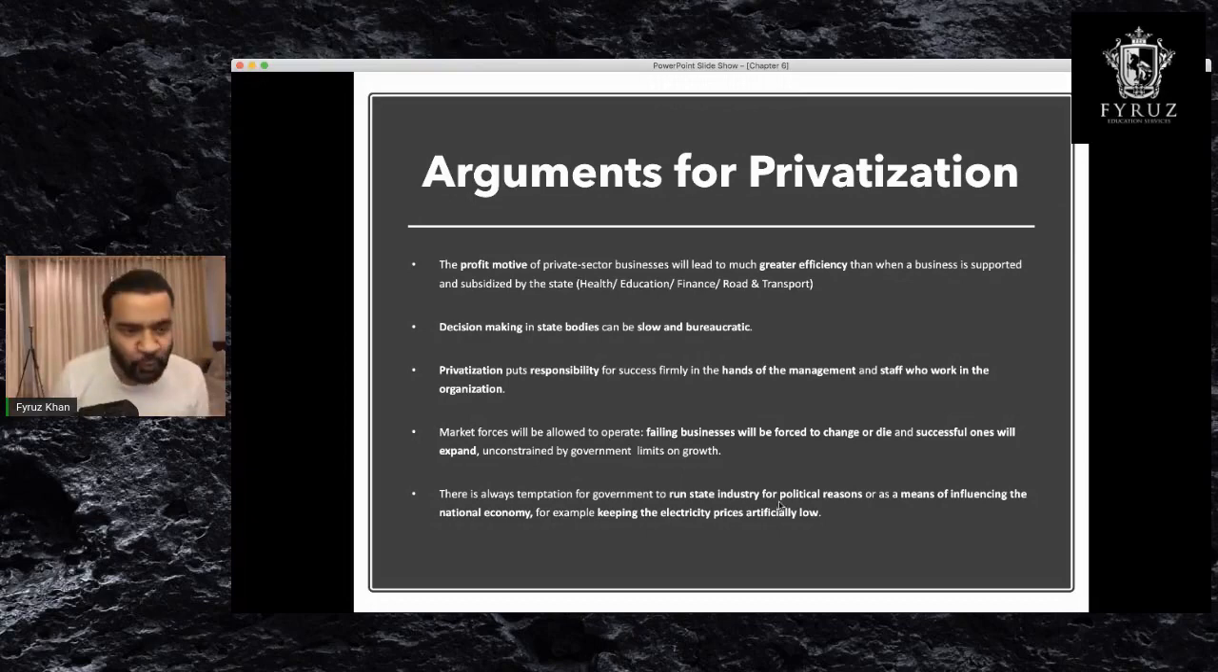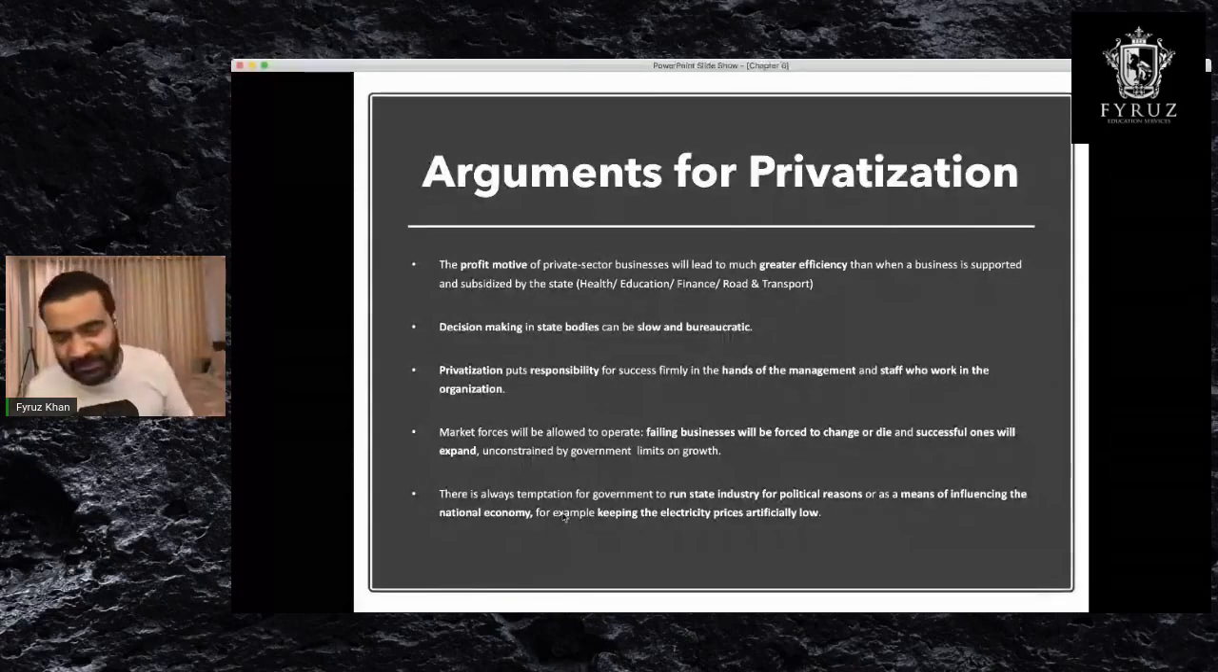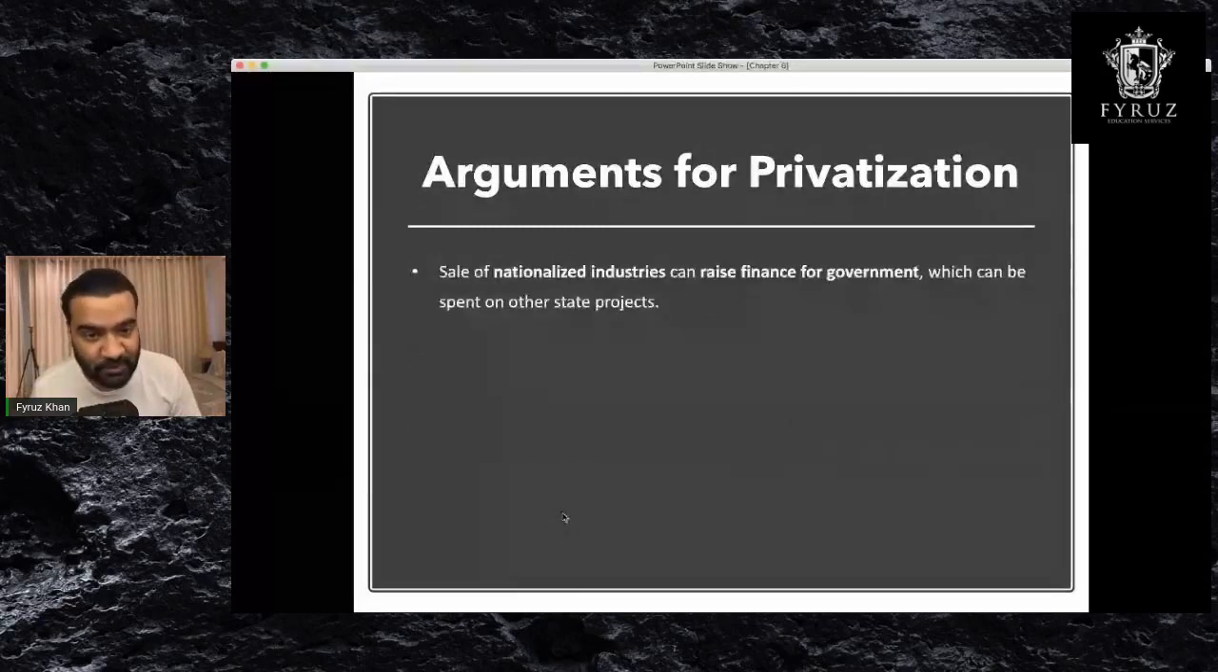So you want to privatize because private organizations are more efficient, they are more capable. Okay, they focus on profit, they will hire the best people, they have a lot of money. Decision making in government institutions will be slow because they have so much responsibility. They have to look at the health sector, education sector. And when you privatize, everything is based on the management. Okay, and government companies may be influenced by political decisions, and you don't want that, right?